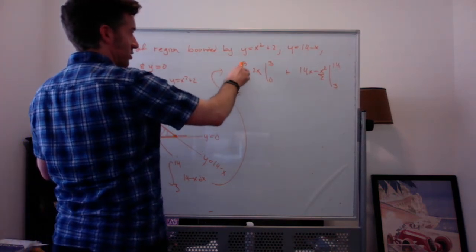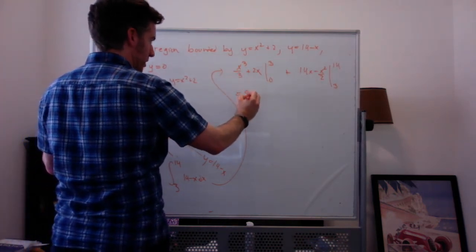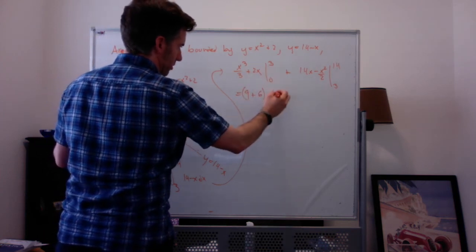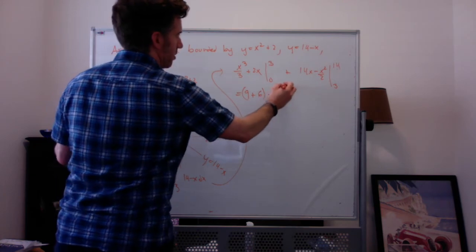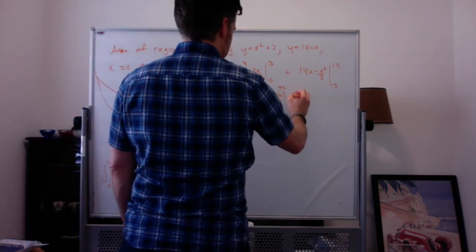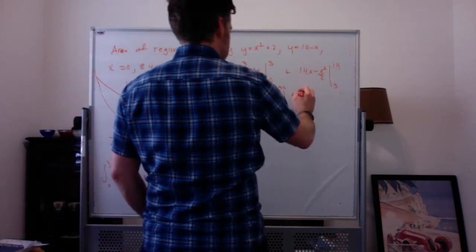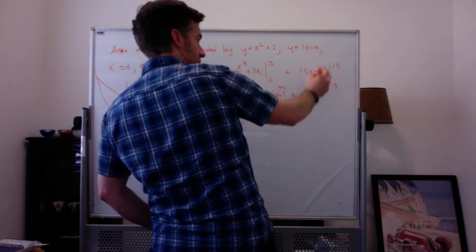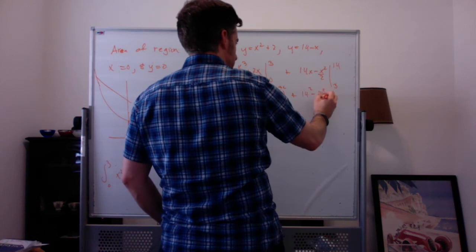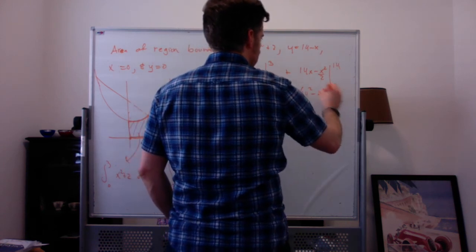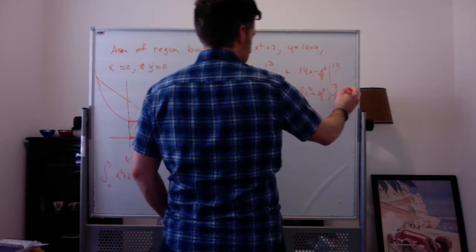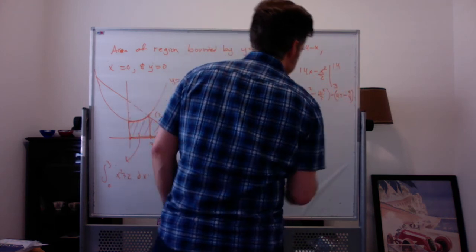So this is going to be 27 over 3 is 9. 2 times 3 is 6. Minus 0 plus 0 is 0. Same deal here. Well, not the same deal, actually. You have to be a little more careful here. Plugging in 14, you're going to get 14 times 14, which is 14 squared, minus 14 squared over 2, minus 14 times 3, which is 42, minus 3 squared over 2, which is 9 over 2.